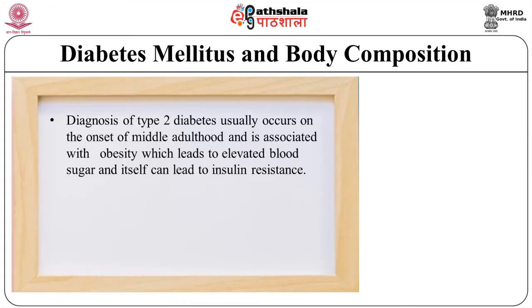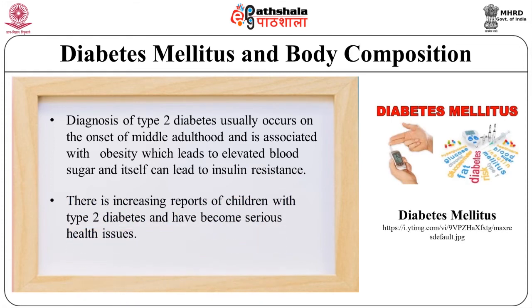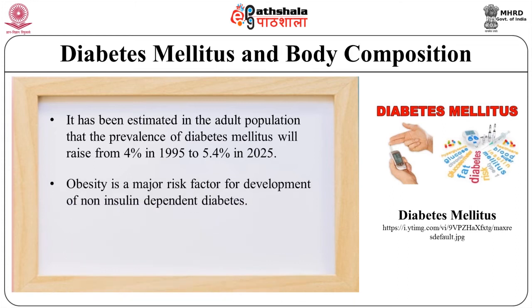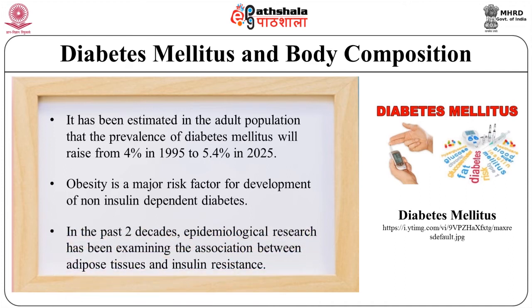Diagnosis of type 2 diabetes usually occurs at the onset of middle adulthood and is associated with obesity, which leads to elevated blood sugar and itself can lead to insulin resistance. There are increasing reports of children with type 2 diabetes, which has become a serious health issue at a young age. It has been estimated in the adult population that the prevalence of diabetes mellitus will rise from 4% in 1995 to 5.4% in 2015. Obesity is a major risk factor for development of non-insulin dependent diabetes. In the past 2 decades, epidemiological research has been examining the association between adipose tissue and insulin resistance.